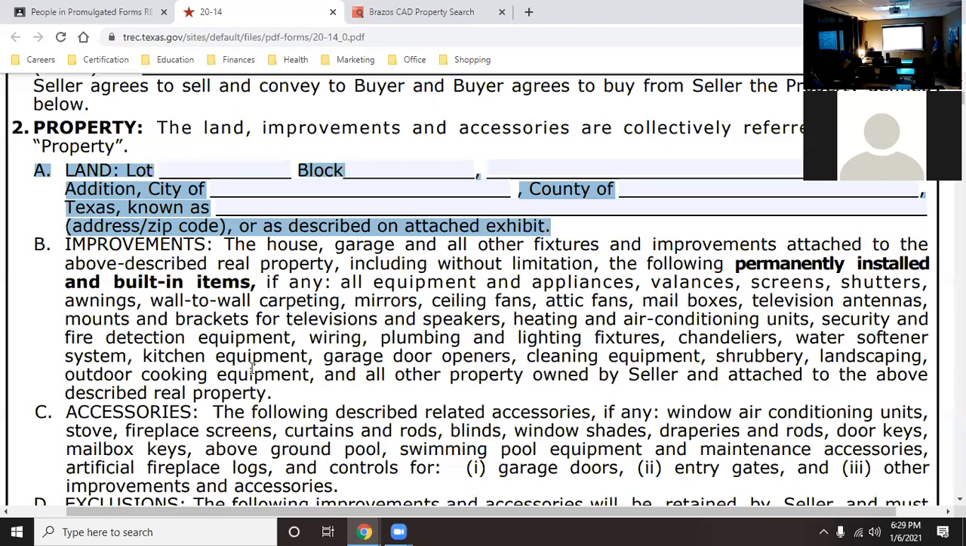Okay? It's not taxed. The cleaning equipment. Miss Linda, you cannot take your shrubs with you or your landscaping. What? Mr. Eugene, you cannot take your outdoor cooking equipment. And all other property owned by the seller and attached to the above property. And that's just the improvements. Now we got to go down here to the accessories. So your window air conditioning units. You have a window air conditioning unit.